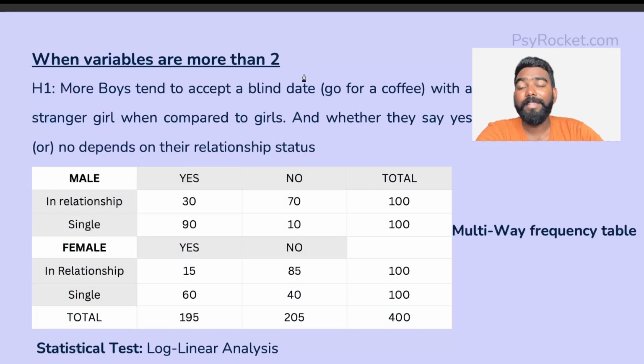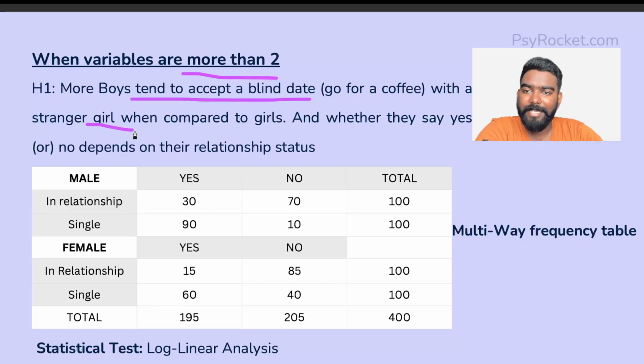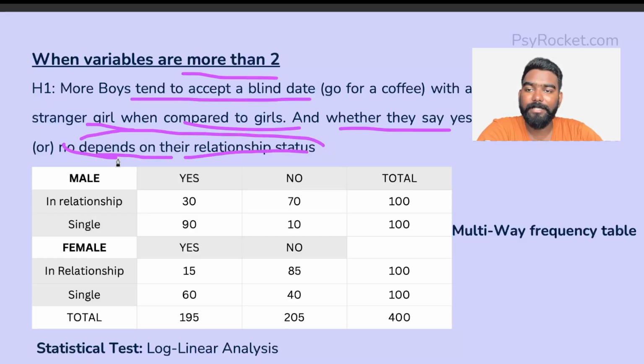Now when there are more than 2 variables, all of your independent and dependent variables are categorical here, and you want to see whether, suppose, more boys tend to accept a blind date with a stranger girl when compared to girls. This is your hypothesis. But whether they say yes or no depends on their relationship status also. Now you want to see whether it is true or not.